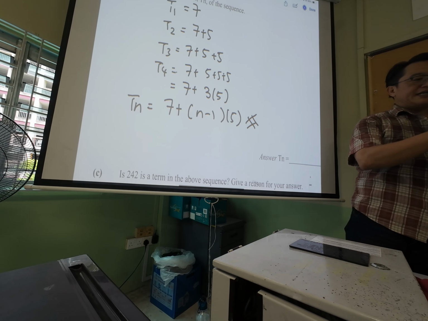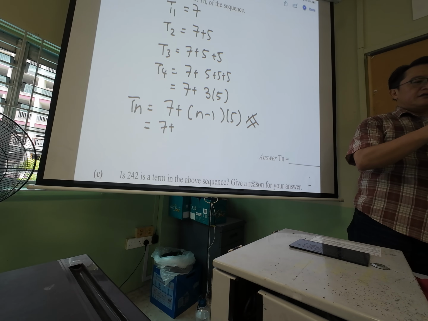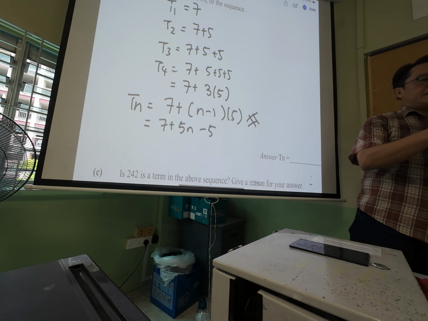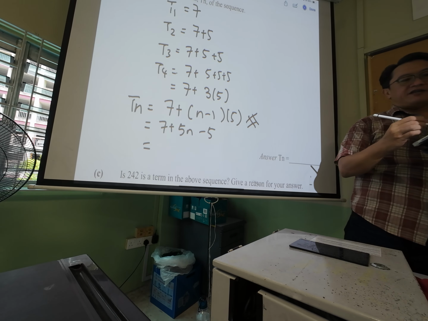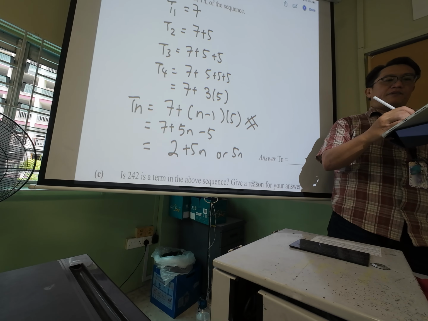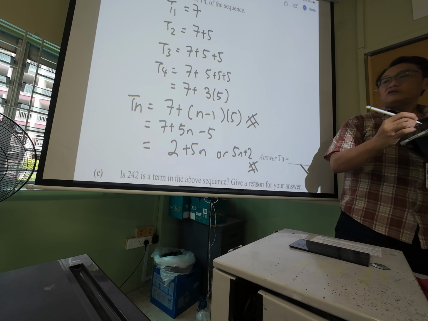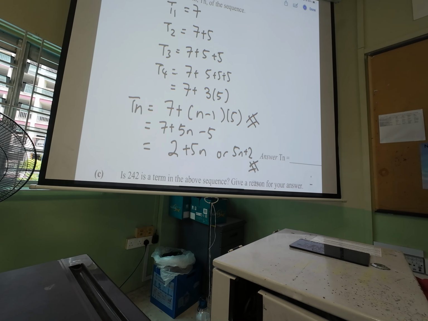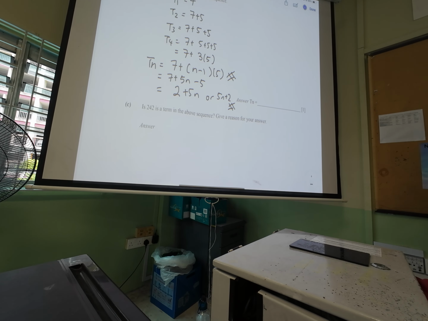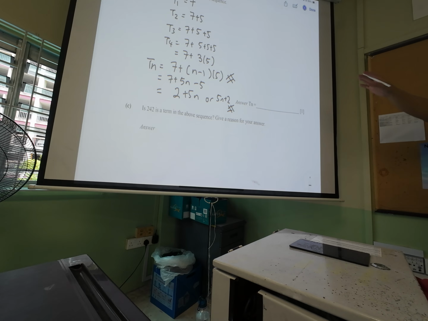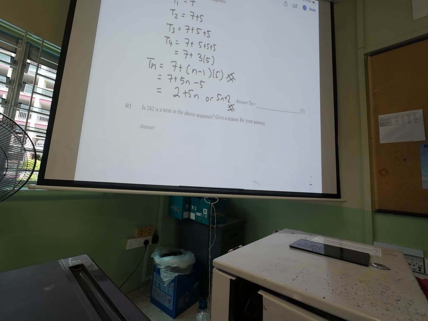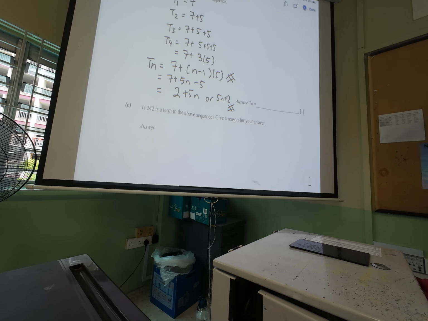But to make it look nicer, do the expansion. 5 times n, 5n. 5 times negative 1, negative 5. 7 minus 5, 2. 2 plus 5n, or 5n plus 2. Make it look nicer, 2 plus 5n or 5n plus 2. Okay, so this one is the more difficult 1 mark. If you can get, good. Cannot get, you also won't fail because of this.